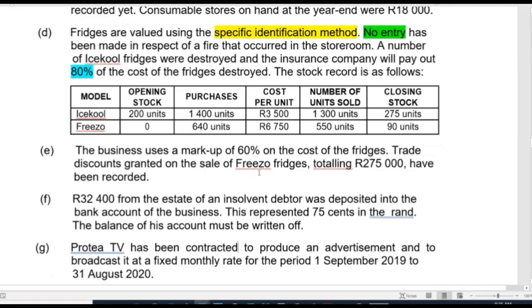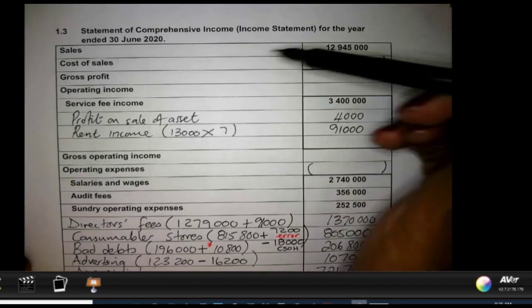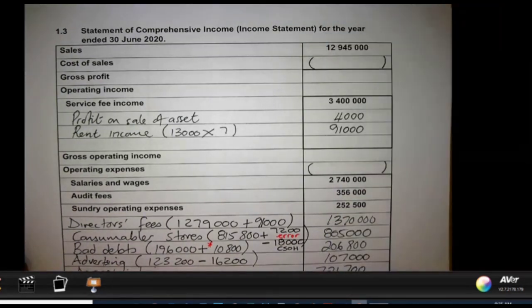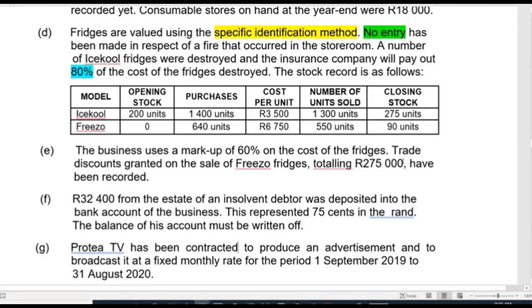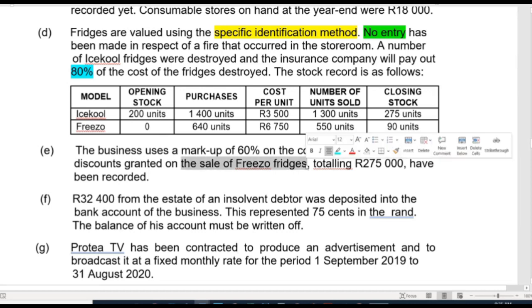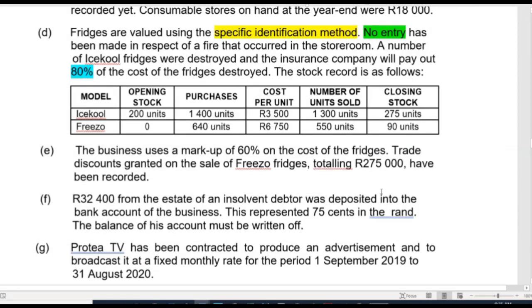The business uses a markup of 60% on the cost price. Okay, 60%. Please remember that. Now they throw in a bit of a curveball. Because had it been that simple, then all we would have done to work out cost of sales is use our formula, but it's not so simple. What they say here is trade discounts given to customers. We're not receiving the trade discount. We are giving the trade discount to our customers on the sale of the Friso fridges. So when a debtor came to buy from us, we gave them a trade discount.